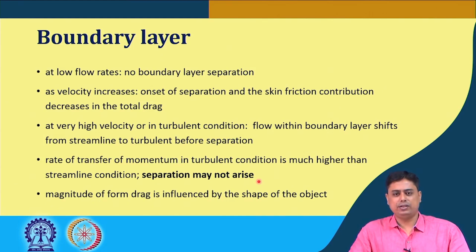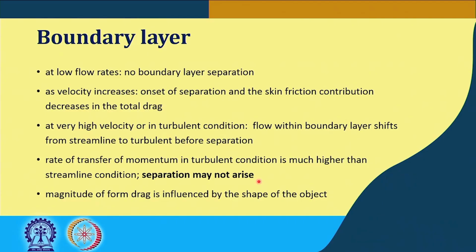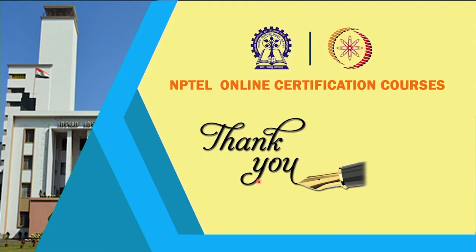So, the magnitude of form drag is basically influenced by the shape of the object, and that is our main consideration in this study, because we will be dealing with different types of materials or particles, and the particle shapes will be different. So, we will see some examples of this concept, boundary layer and the drag, in the forthcoming classes. Till then, I would like you to go through this theory, and thank you for your attention.